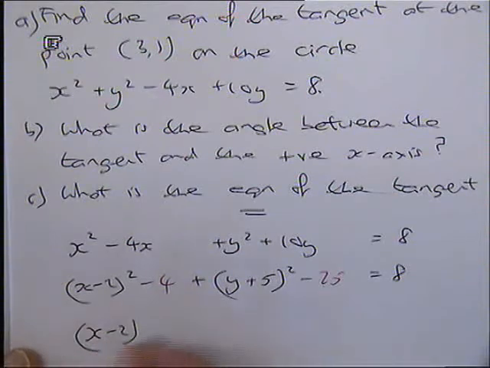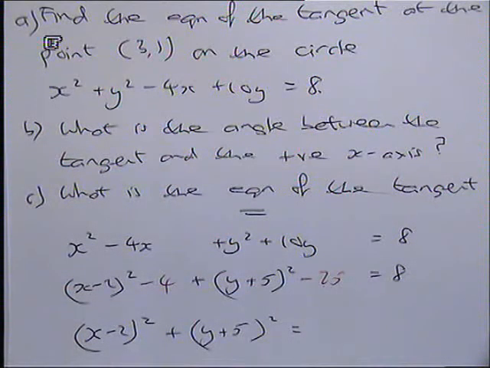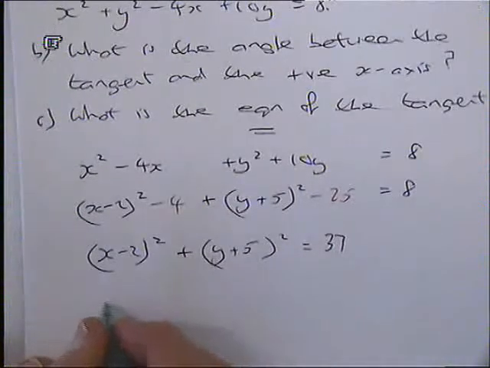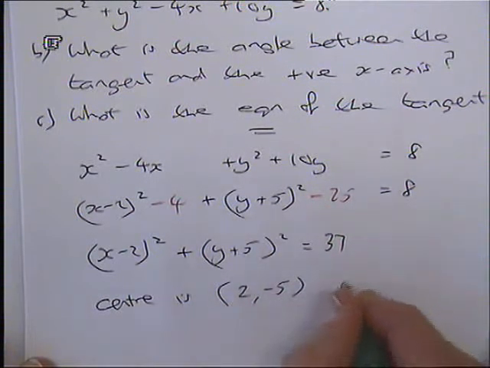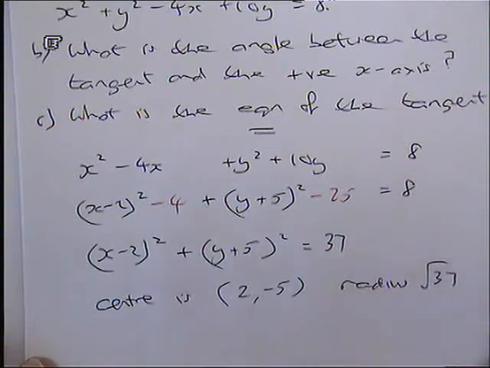So then move the bits over to the other side, combine them with the 8. So we're taking 29 and adding it on. What have we got on the right hand side? 37, yeah. So we've got then that the centre is 2, minus 5, and the radius is root 37. Okay, so there we go.